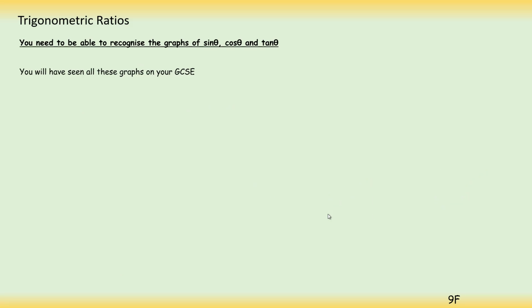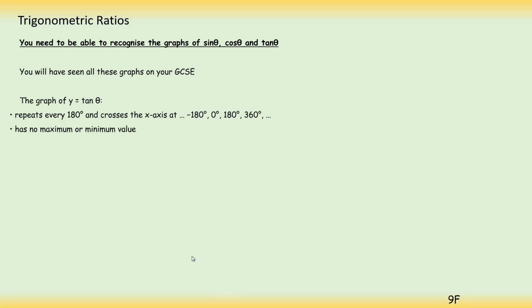Okay, and our tan curve, slightly different, repeats every 180 degrees and crosses the x-axis at the following points: minus 180, 0, 180, 360. It's not one we sketch as often because it repeats every 180 degrees. So it's much easier to find values. It has no maximum or minimum value. It continues forever, and it has vertical asymptotes. So that means it tends towards these lines, it tends towards these values, but it never actually attains them.